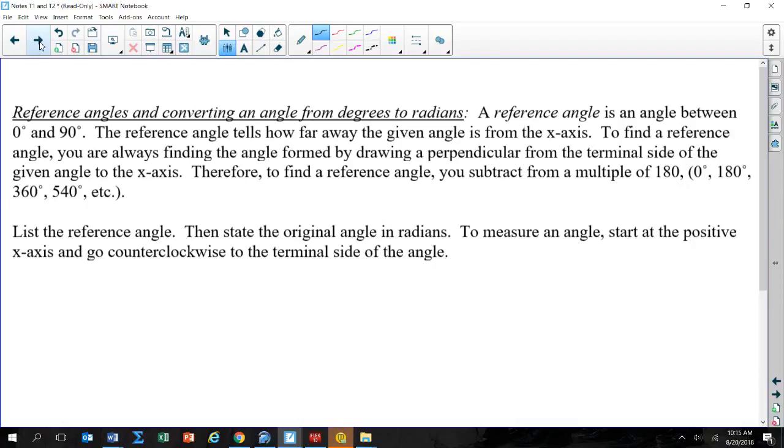To find a reference angle, you are always finding the angle formed by drawing a perpendicular from the terminal side to the x-axis. Please underline this. To find a reference angle, you always go from the terminal side to the x-axis. I can't tell you how many times I see people drawing a perpendicular from the terminal side to the y-axis. Let me show you what I mean down here.